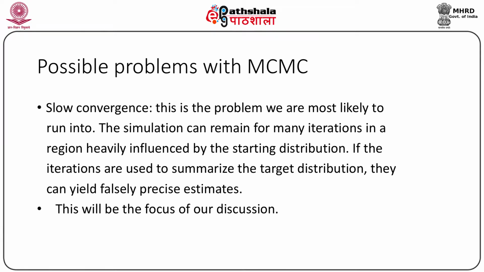Slow convergence. This is the problem we are almost likely to run into. The simulation can remain for many iterations in a region heavily influenced by the starting distribution. If the iterations are used to summarize the target distribution, they can yield falsely precise estimates. This will be the focus of our discussion.